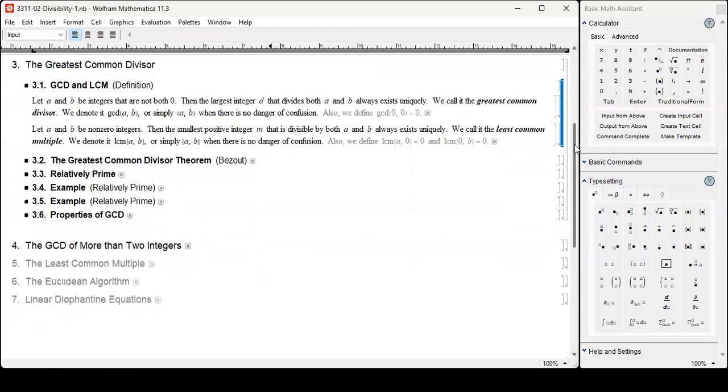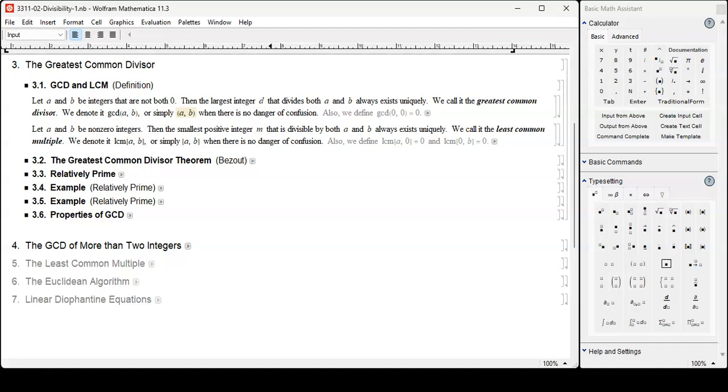Here's the definition of the greatest common divisor, the GCD, and the least common multiple, the LCM, as we had been studying since elementary school days. Elementary school, maybe I'm exaggerating, but at least from middle school days we had been doing this. Let A and B be integers that are not both 0. Then we define the greatest common divisor of A and B as the largest integer that divides both A and B. We denote it as the GCD of A and B like this, or simply A comma B like this when there's no danger of confusion.